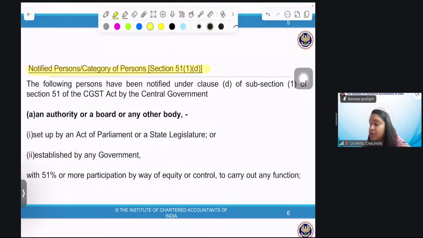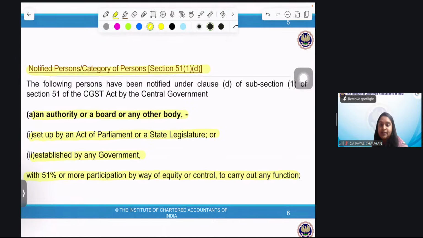The following persons have been notified under clause (d) of sub-section 1 of section 51 of the CGST Act by the central government. These are the persons who are notified to deduct TDS. An authority or a board or any other body set up by an act of parliament or a state legislature, or established by any government with 51% or more participation by way of equity or control to carry out any function. So, if you are a board or an authority where 51% of the control is held by the government, or you are set up by an act of parliament or state legislature, then also you are covered under notified person. That means you are also DDO. Did you people understood?